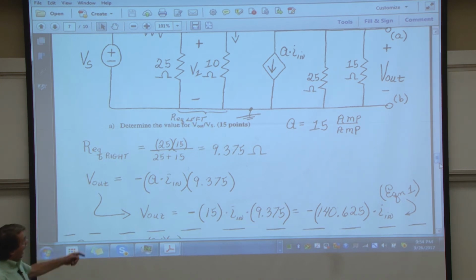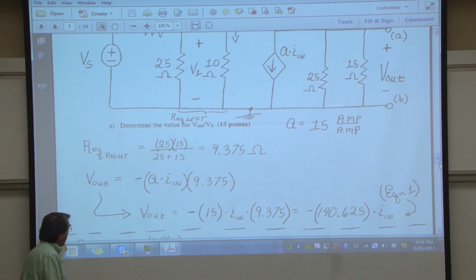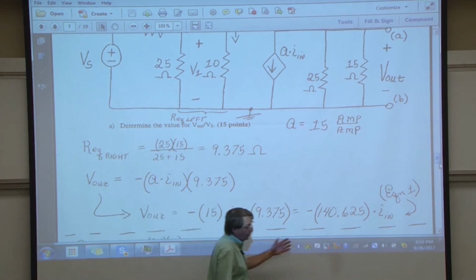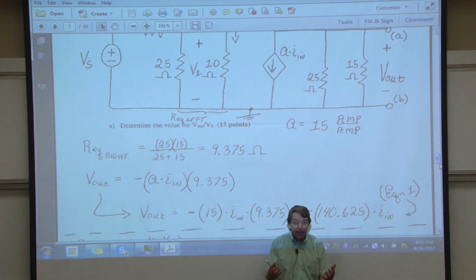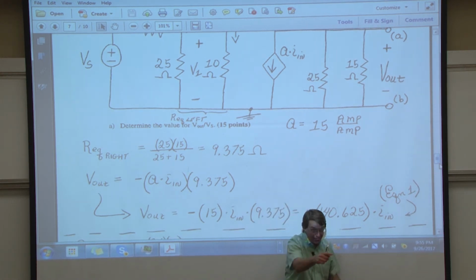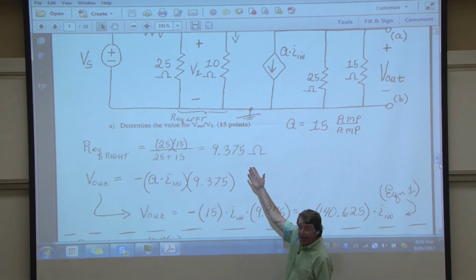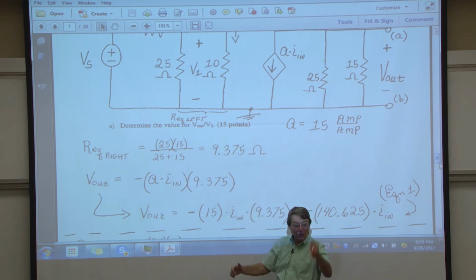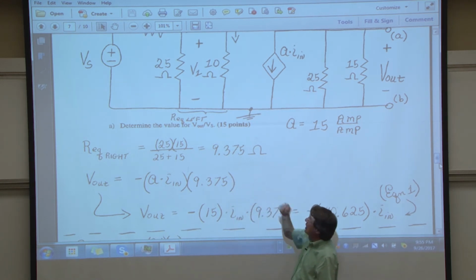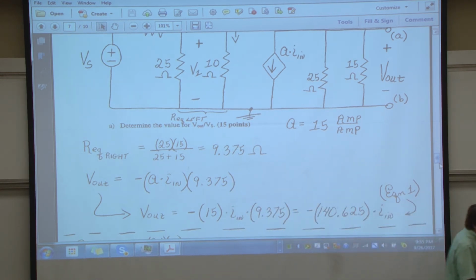Now, I'm supposed to get V out in terms of VS. I got V out in terms of I in. What do I need? I in and VS in an equation. So I desperately search and say, where is I in? Left side. Where's VS? Left side. We can do this.